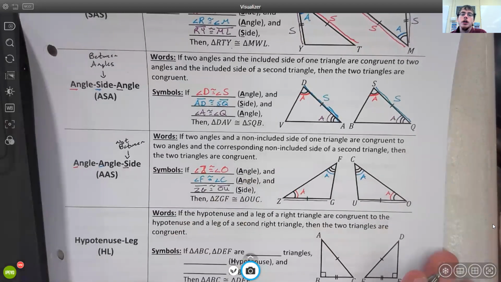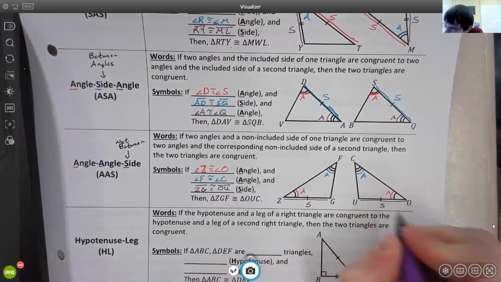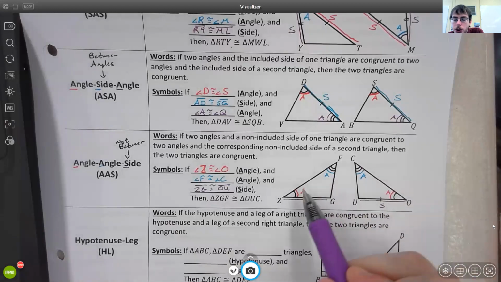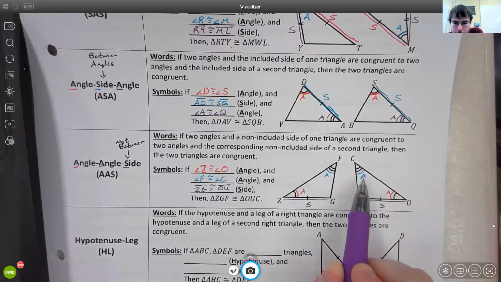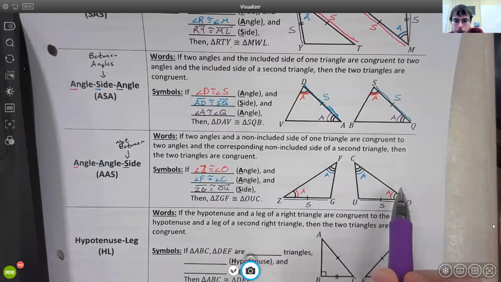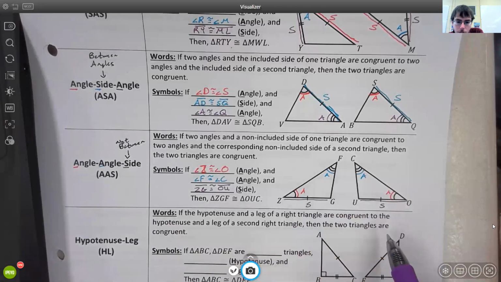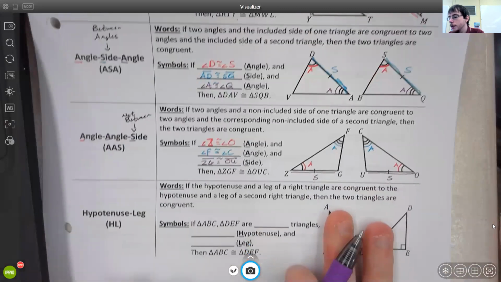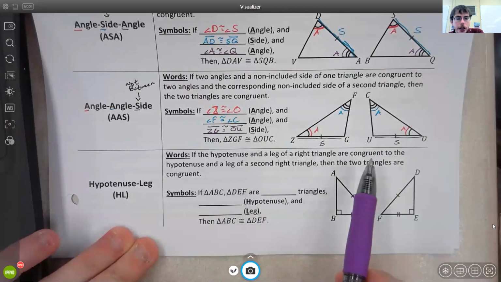Okay. So if we look here at our placements, we're just looking for patterns. We have AAS. Notice that the side only touches one of the angles. It doesn't touch both. If it touched both, it would be here and it would be included. Now you could have also had these two sides be congruent instead of these two, and you would get the same exact result.